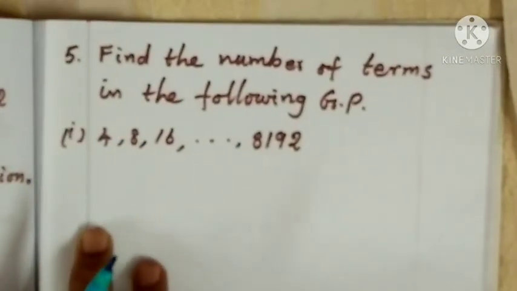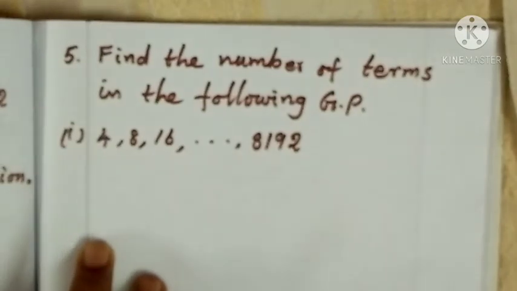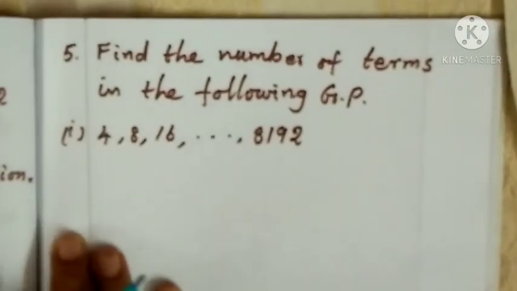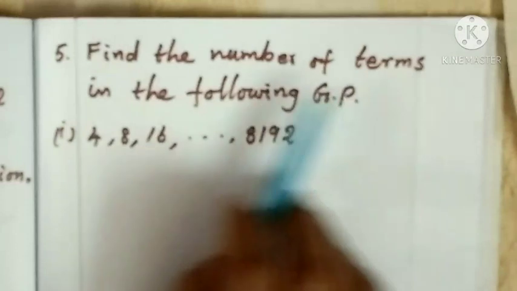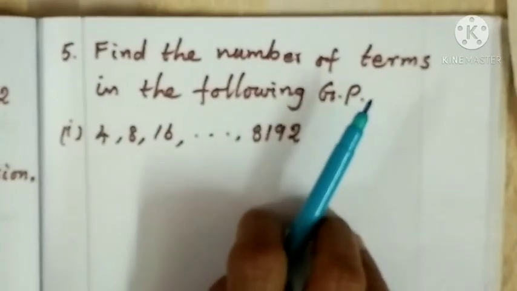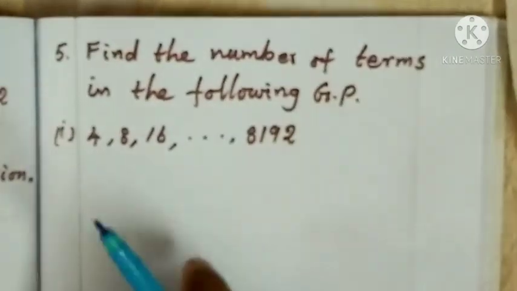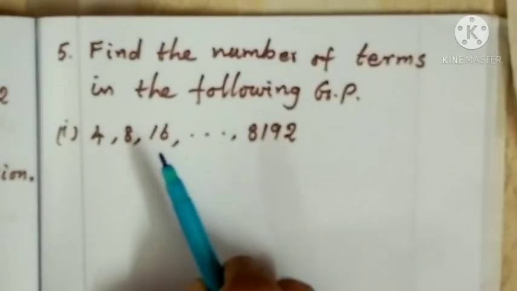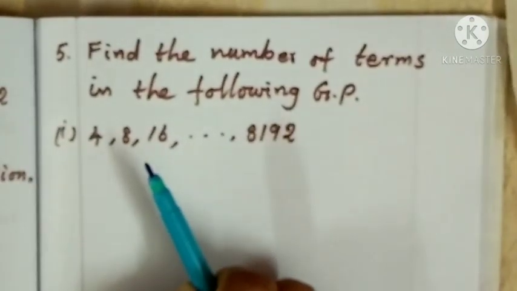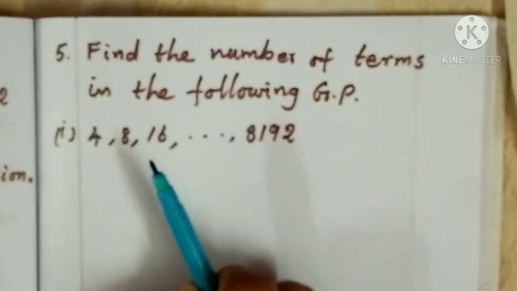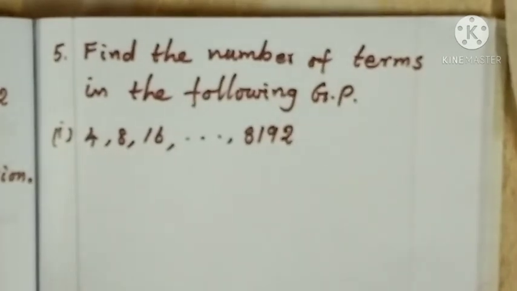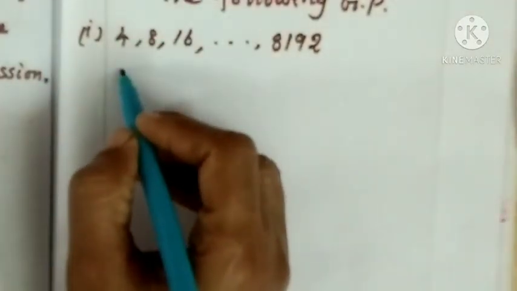Now we move on to the next sum, that is the fifth sum. See the question. Find the number of terms of the following GP. In this question, GP is given. We have to find the number of terms, that is, you have to find the value of n. Let us do the solution.